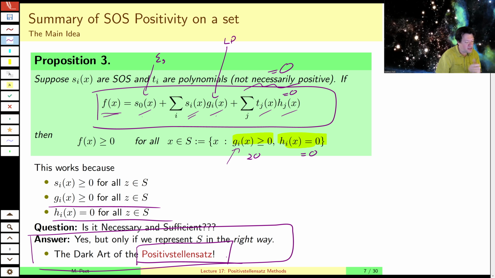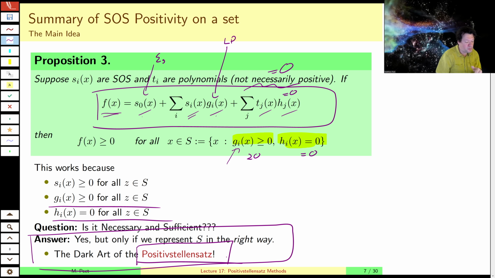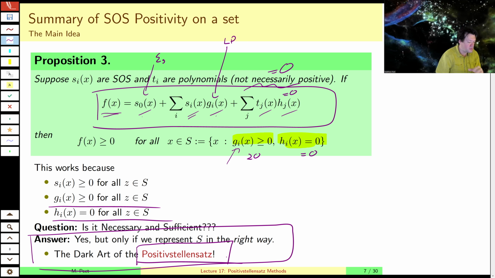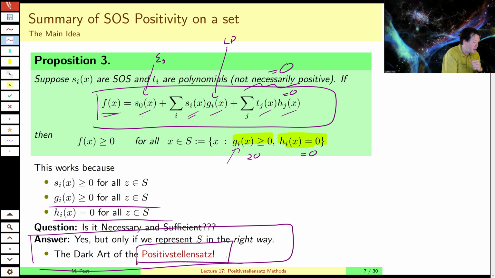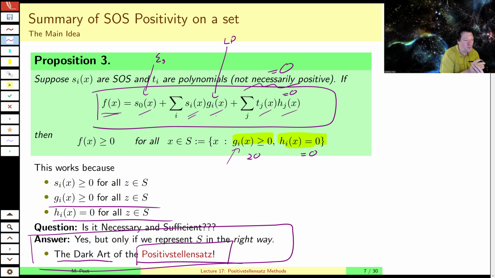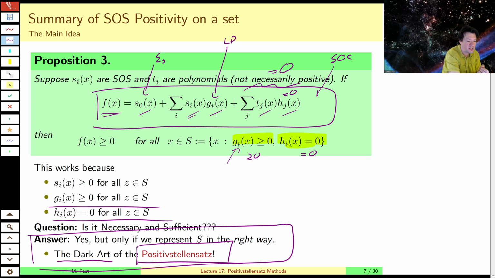But anyway, Positivstellensatz, we'll talk about it later, means theorems which prove positivity on local sets, basically on a local area. But they tell us how well these types of conditions work. These are SOS conditions.